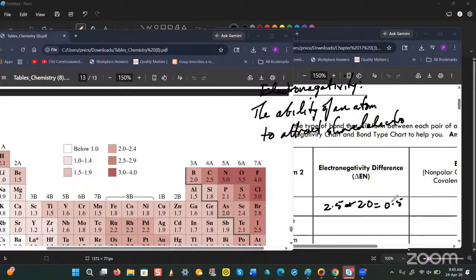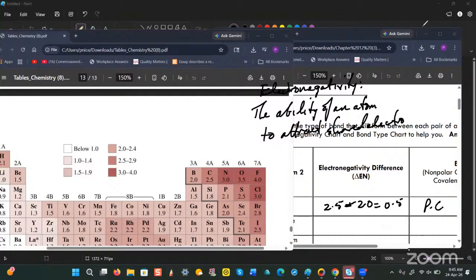All right. So 0.5, if you remember the short table I drew up, would put the bond type in the category of polar covalent. Or let me just put PC. You can just put PC because that's the option that they give you. So the bond is polar covalent because for polar covalent bonds, the difference in electronegativity would be from 0.5 to 1.7, right? So that's basically how we answer that, all right?